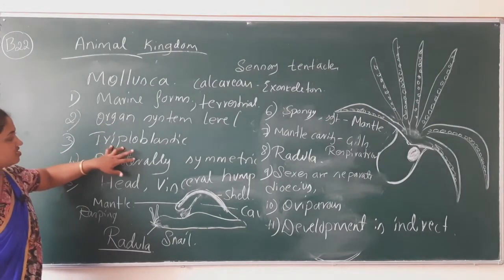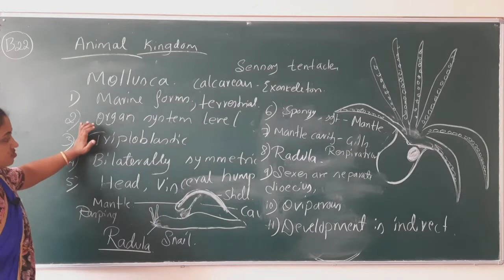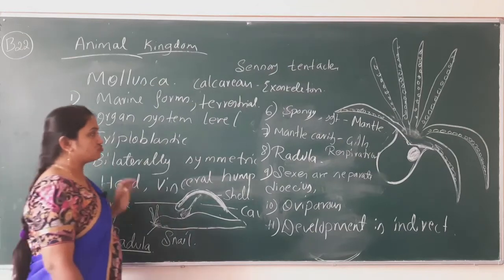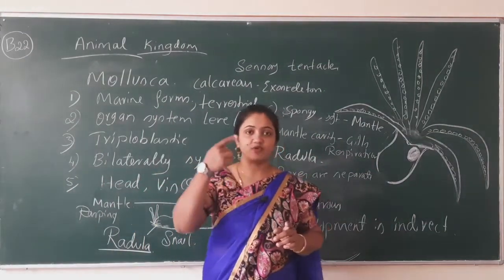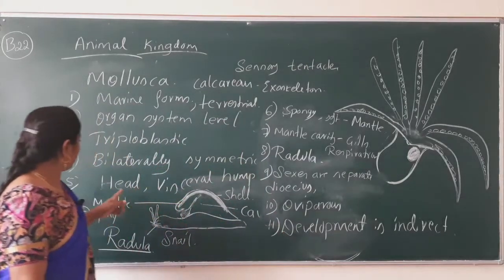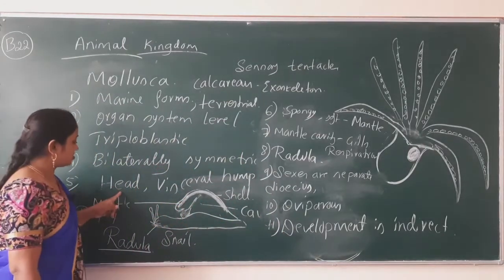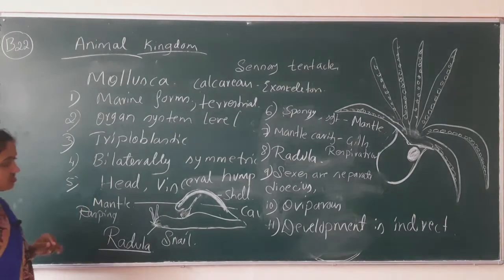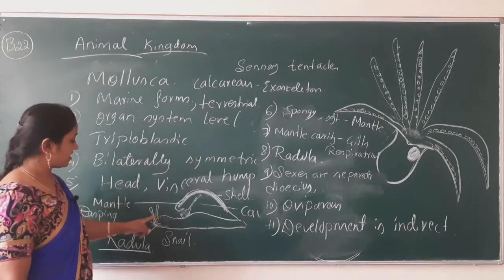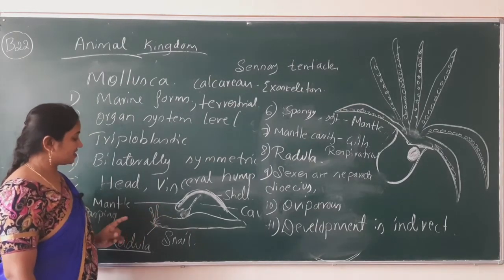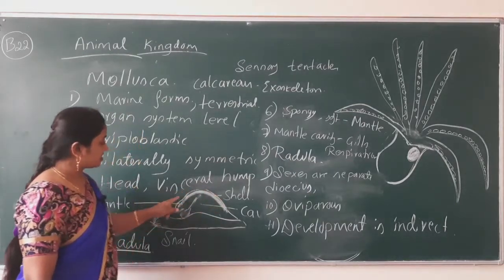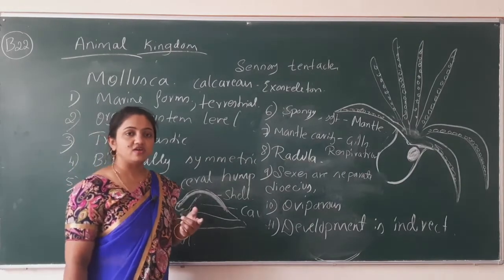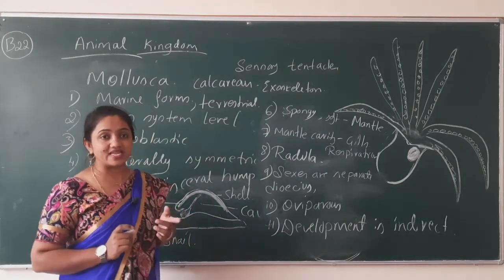They have three layers known as outer ecto, middle meso and inner endoderm, and the body can be cut into two equal halves by taking the central axis from only one plane. The body is divisible into three parts: head, visceral hump, and muscular foot. At the head region, it has sensory tentacles. Next, the shell is made of calcareous material.